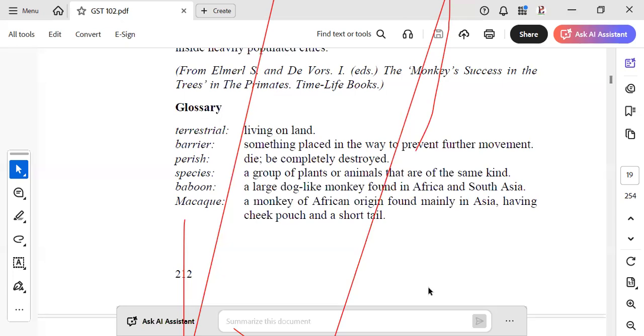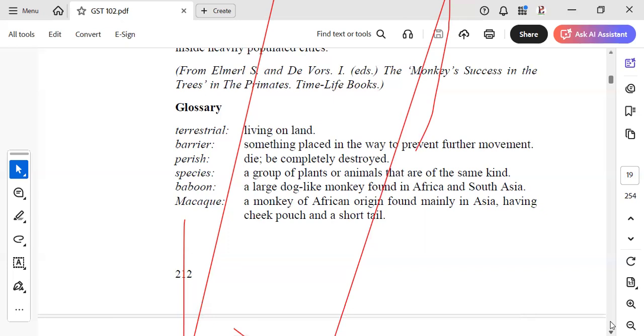Go ahead. Okay. Terrestrial, living on land. Barrier, something placed in the way to prevent further movement. Perish, die, be completely destroyed. Species is a group of plants and animals that are of the same kind. Baboon, a large dog-like monkey found in Africa and South Asia. Macaque, a monkey of African origin found mainly in Asia, having cheek pouches and a short tail.